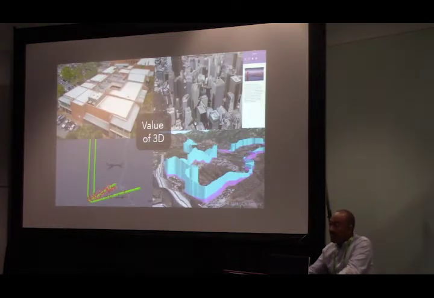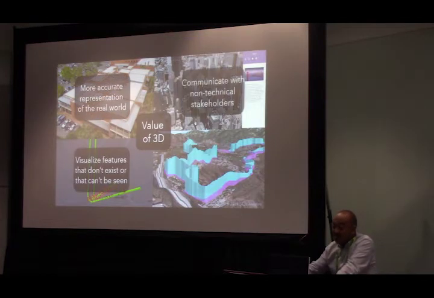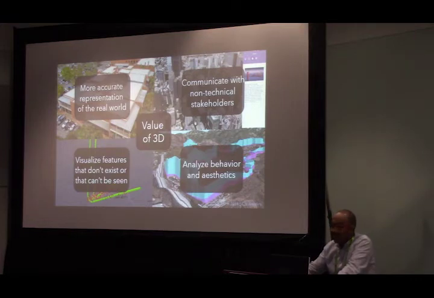Now, users are not just asking for 3D just because it looks cool. You know, I want to show my map in 3D now because that's the thing to do. But it's because you can get more accurate representation out of a 3D representation. We live in a 3D world. Our representation should be in 3D. You can communicate with non-technical users or stakeholders much easier with 3D than with 2D maps. And you can also visualize features that don't exist or that don't look apparent in a 2D map that will just pop out at you in a 3D world.